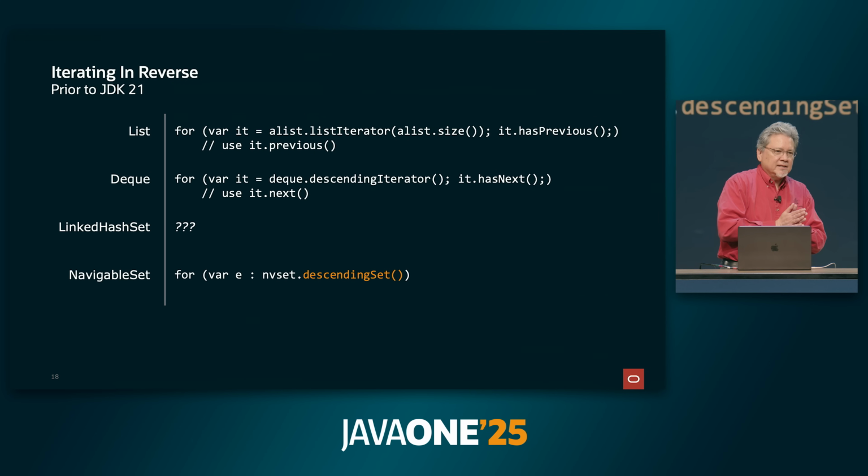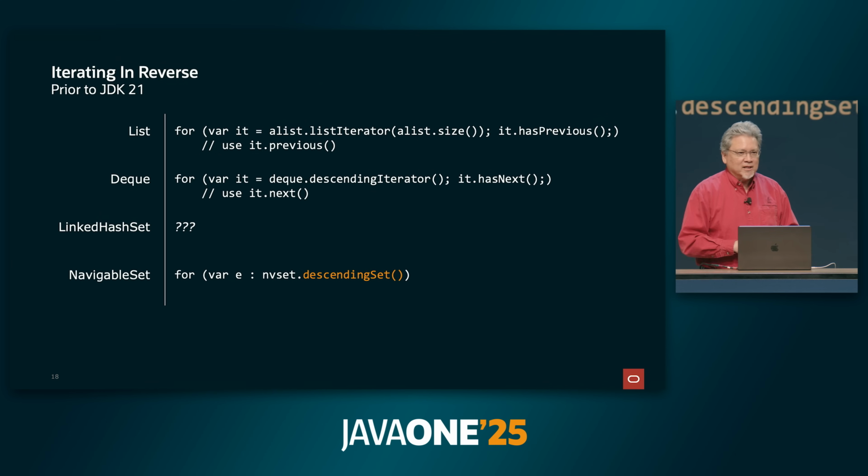To iterate a linked hash set in reverse order, just give up. Copy the elements somewhere and reverse them. Really, there's no tractable way to do it using a linked hash set directly.